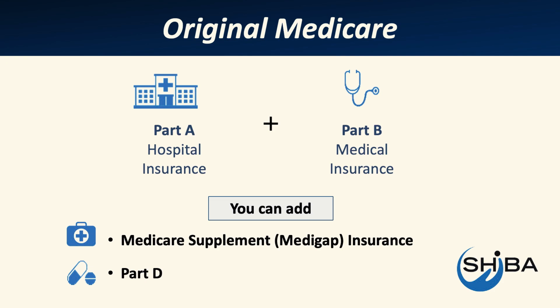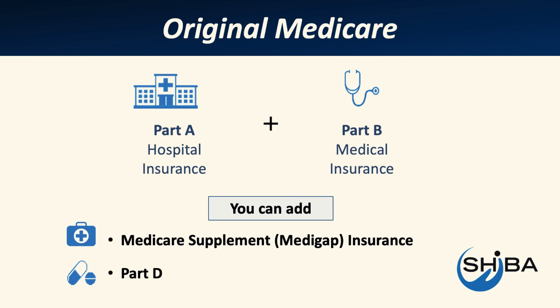Costs are affected by whether or not they accept assignment, which is an agreement by your doctor, provider, or supplier to be paid directly by Medicare, to accept the payment amount Medicare approves for the service, and not to bill you for any more than the Medicare deductible and coinsurance.